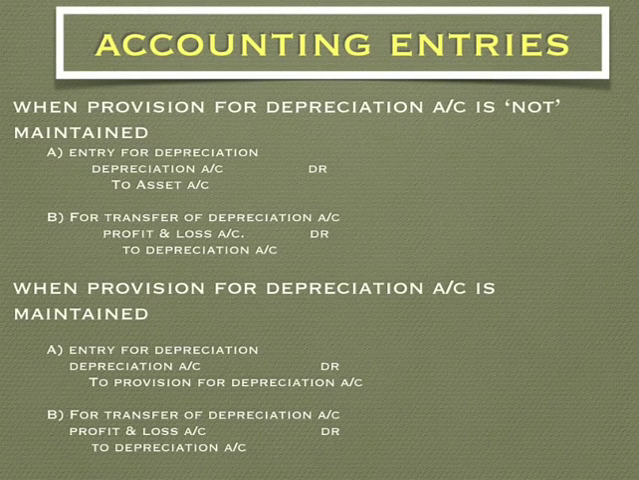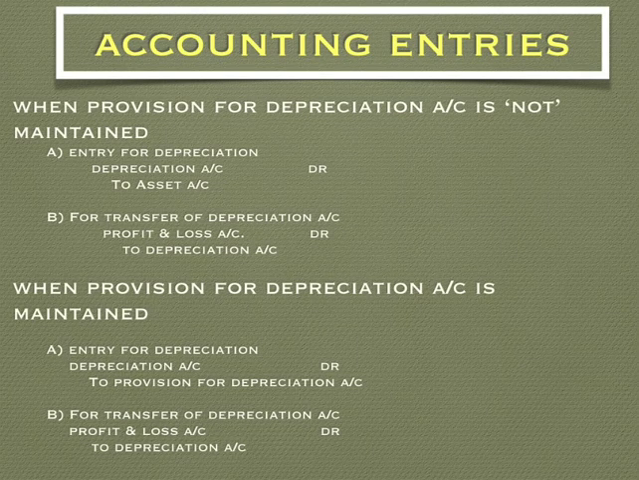These are the accounting entries under fixed installment system. When provision for depreciation is given, the entries are different, and when the provision for depreciation is not given, the entries are different. Let us first see when provision for depreciation is not maintained. At that time, we enter depreciation in depreciation account debit to asset account. And for the transfer of depreciation, we have to transfer our depreciation to profit and loss account.